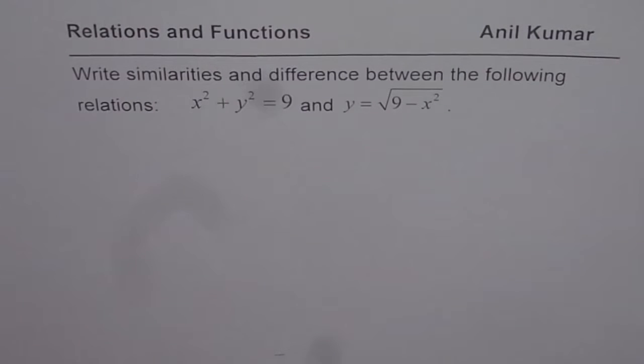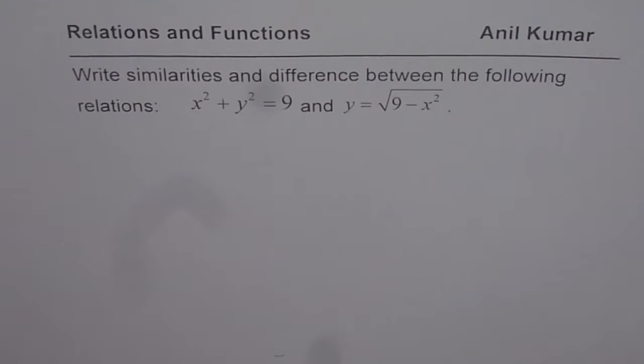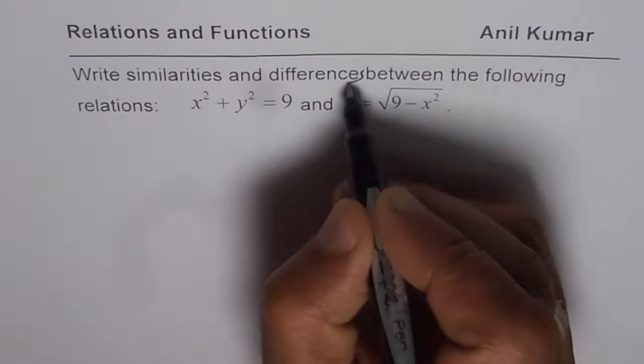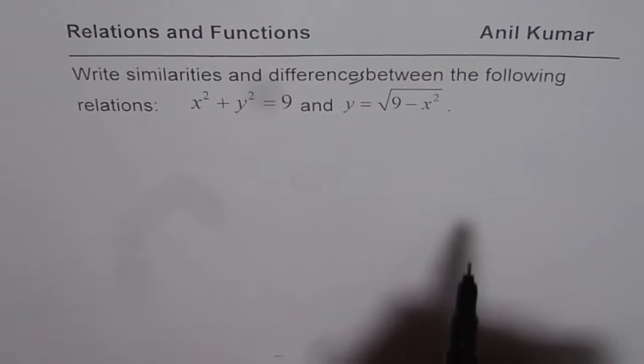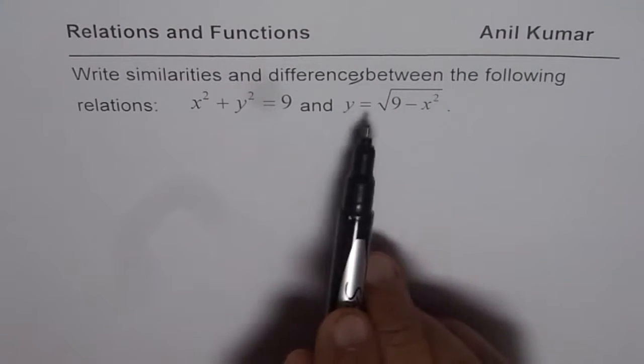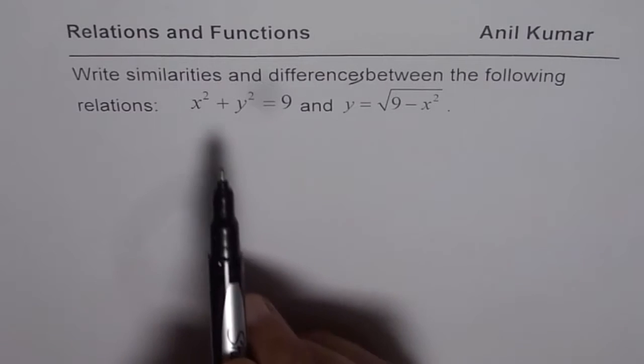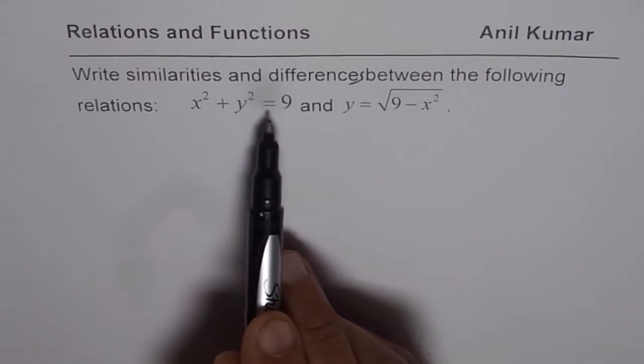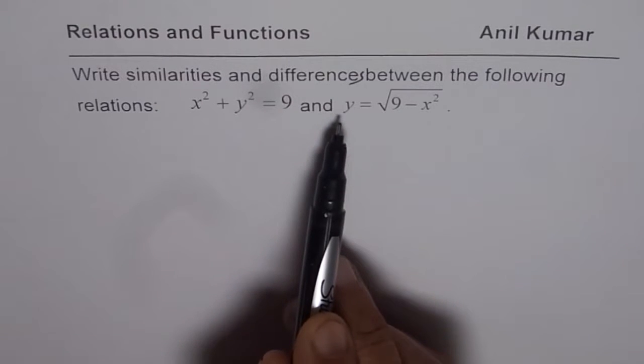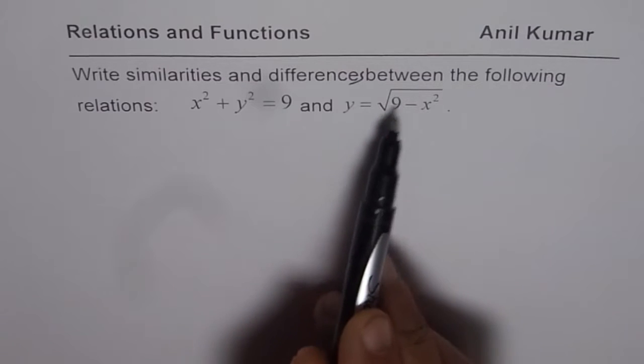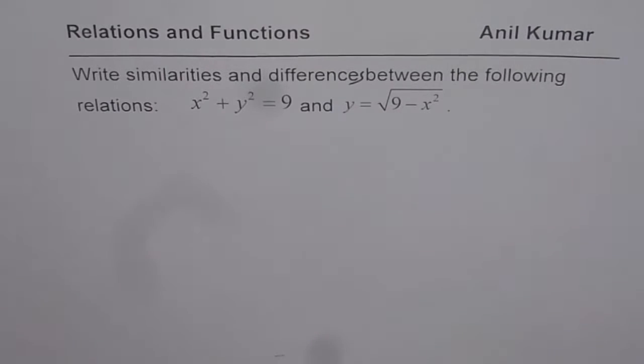I'm Anil Kumar sharing with you a question which sometimes students may not get right in their test. The question here is: write similarities and differences between the following relations. Right? So we need to write similarities and differences between the two relations given to us. One of them is x squared plus y squared equals 9 and the other one is y equals square root of 9 minus x squared.